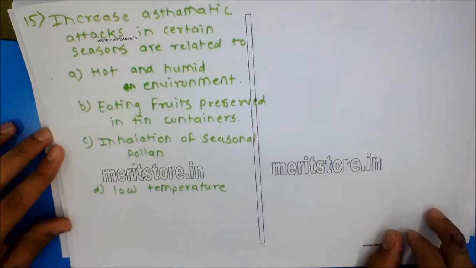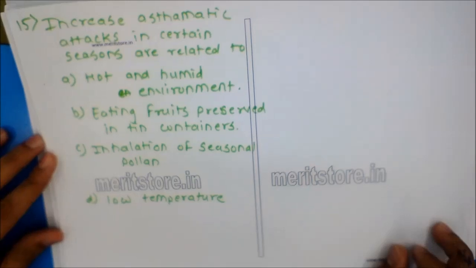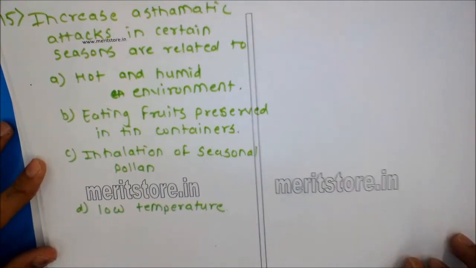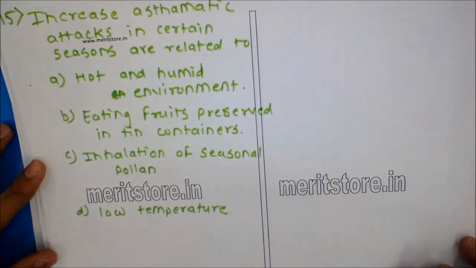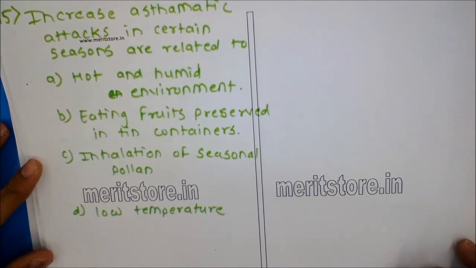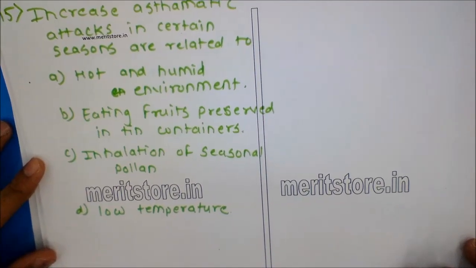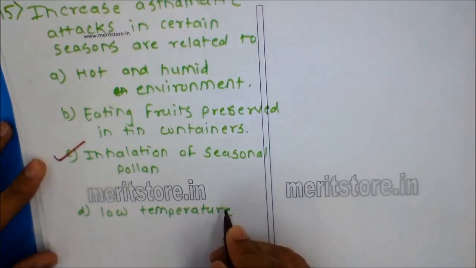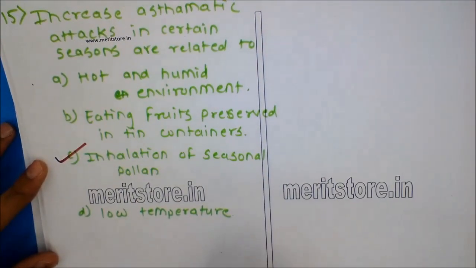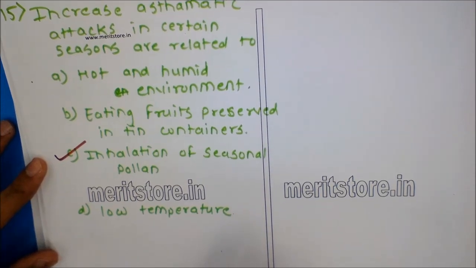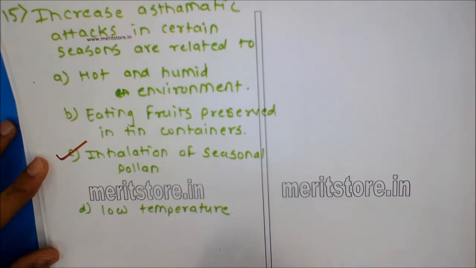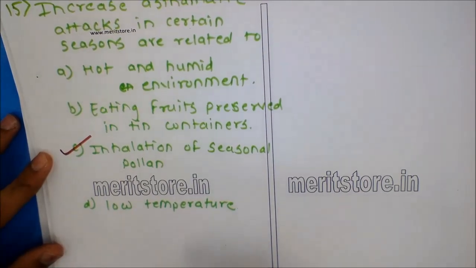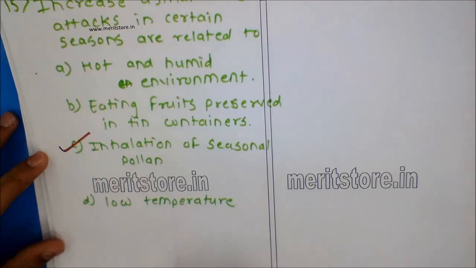Increased asthmatic attacks in certain seasons are related to option A, hot and humid environment, option B, eating fruits preserved in tin containers, option C, inhalation of seasonal pollen grains, option D, low temperature. The answer to this question is inhalation of seasonal pollens, because plants release pollen grains in a fixed time, generally between March to April or between August to September, and these are responsible for the increase in number of asthmatic attacks in these seasons.